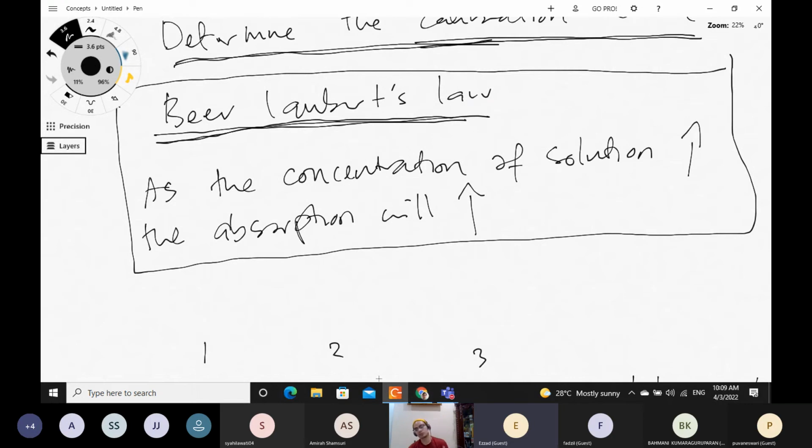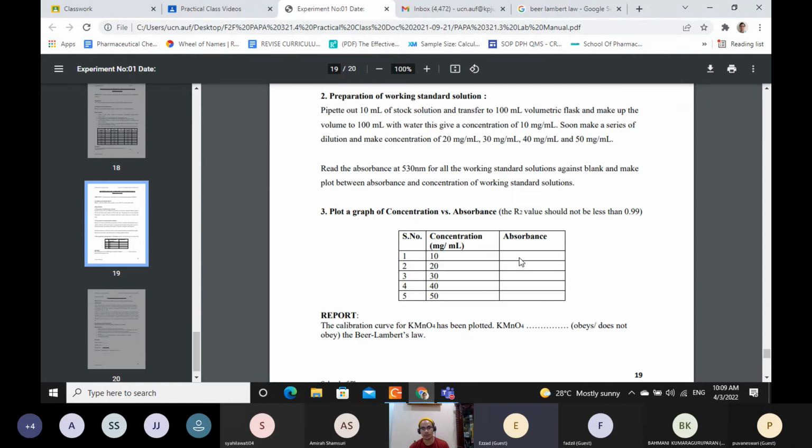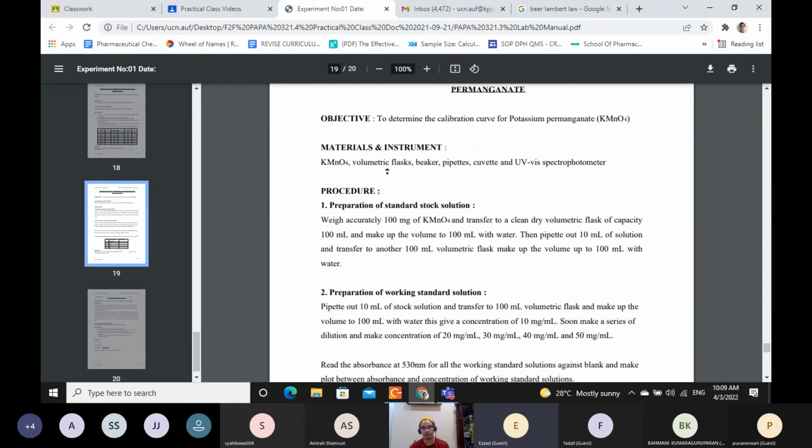The ability of a solution to absorb light will be higher if it has a higher concentration. So the absorbance we expect to increase as we go through our standard solutions. Then we have to plot a graph.